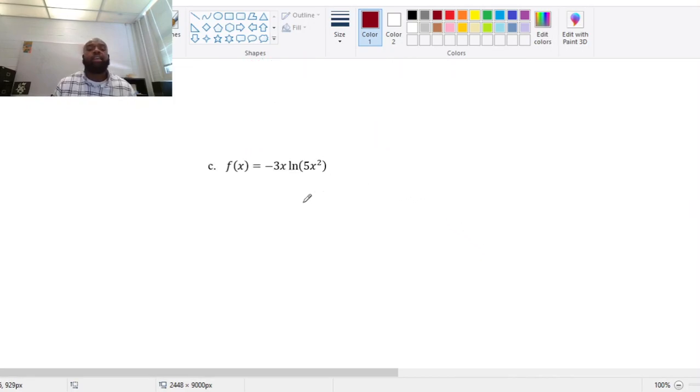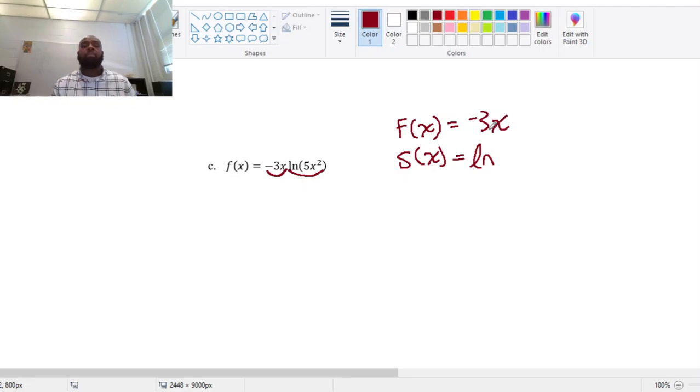Let's go to part C here. I have negative 3x natural log of 5x squared, right? So notice here, negative 3x will be considered my first function. And remember, the natural log always has to have an input. And the input of our natural log is not just an x, but it's a 5x squared. But I have two functions. This is my first function, and this is my second function. I'm actually going to write that out this time, because sometimes people think ln is just by itself. ln by itself means absolutely nothing. You always have to have an input for your natural log function.